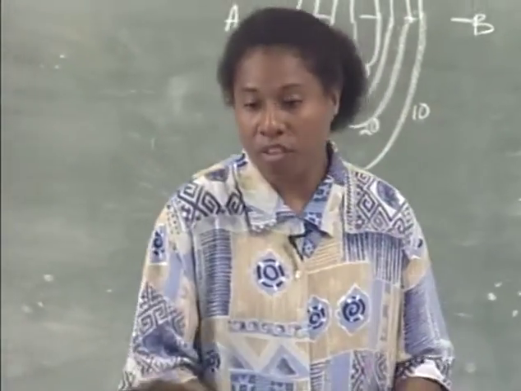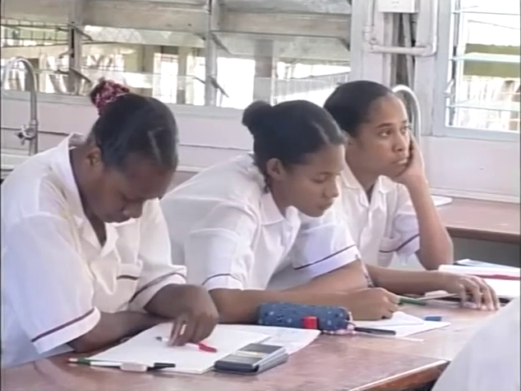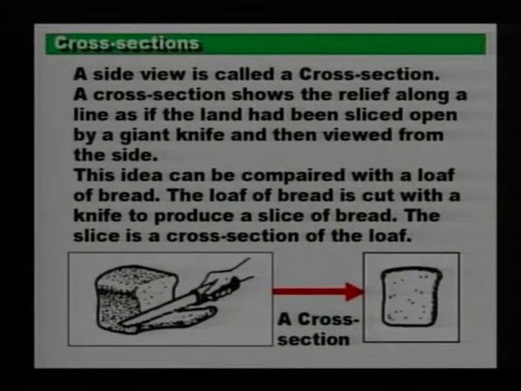Looking at the information from our monitor now, a cross-section is a side view. A cross-section shows the relief along a line as if the land has been sliced open by a giant knife and then viewed from the side. This idea can be compared with a loaf of bread. The loaf of bread is cut with a knife to produce a slice of bread, and the slice is a cross-section of the loaf.